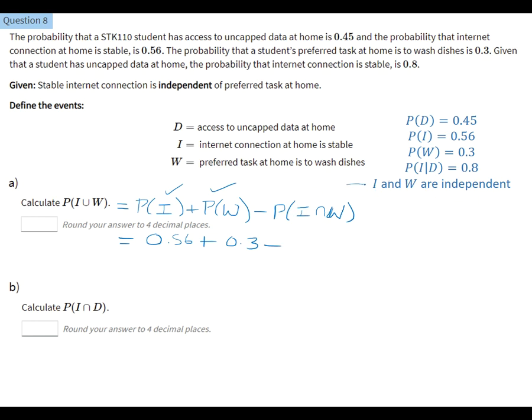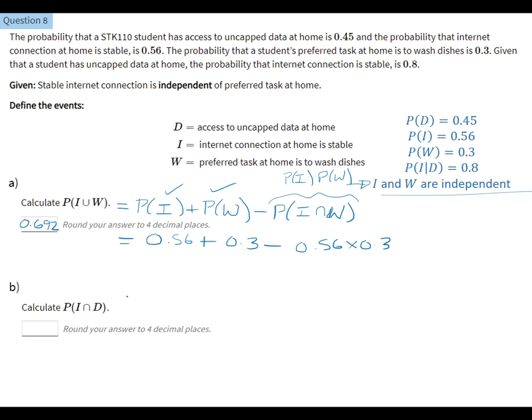So this is where our assumption comes in. I and W are independent, and because they are independent, this probability here can be calculated as probability I times probability W. So if we do that, we could just say 0.56 times 0.3, and that ends up giving us an answer of 0.692. So it's only because of the independence that we've been given that we can do this calculation. Otherwise, we would have had to use a conditional probability multiplied by a marginal probability.